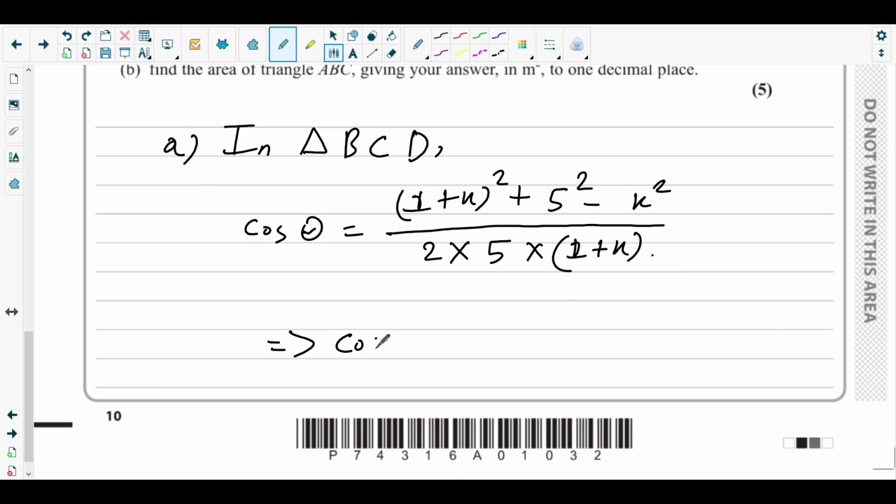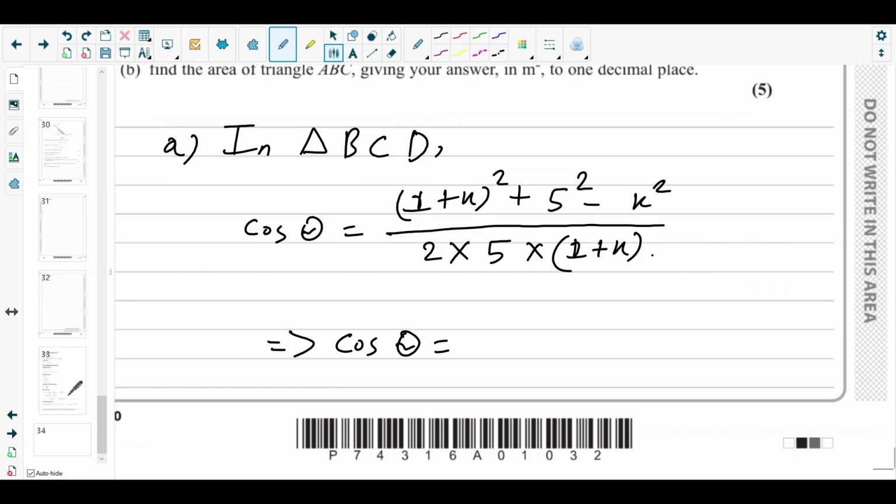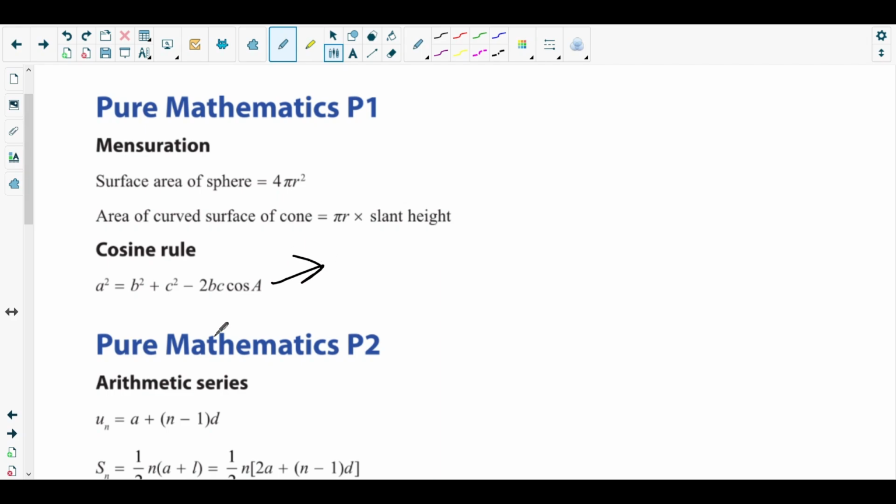If you don't know the cosine rule, it's not a problem. It will be given in the formula booklet. You can check it out from the formula booklet, basically the cosine rule.